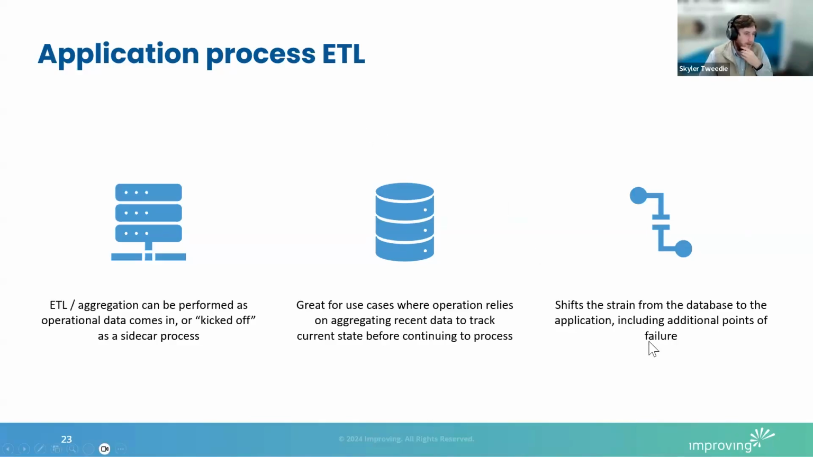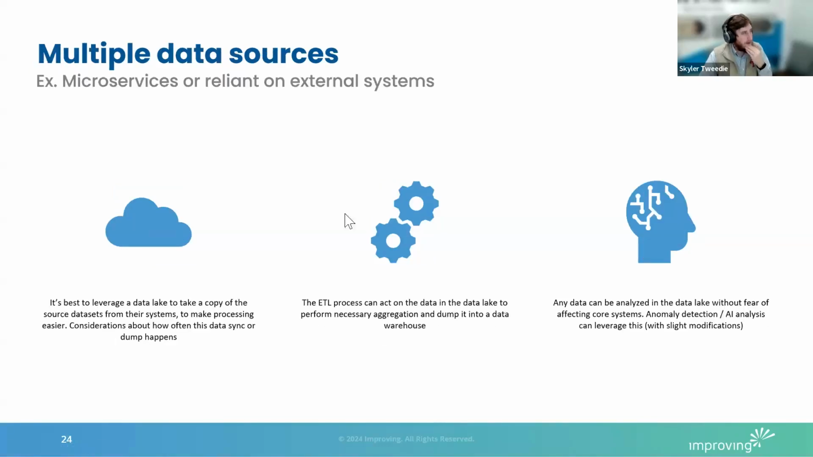But it does add an additional point of failure because if that sidecar process goes down, you're no longer getting data updates. There's also ways to handle multiple data sources. So let's say you have a series of microservices or you have reliance on external and vendor systems. So that's kind of like the generalized ETL process I talked about earlier.